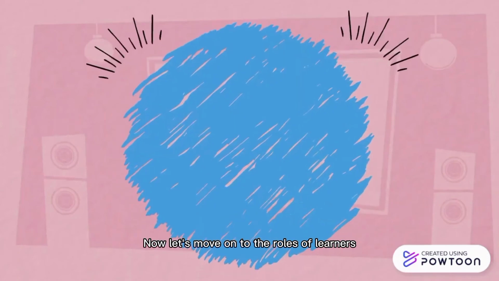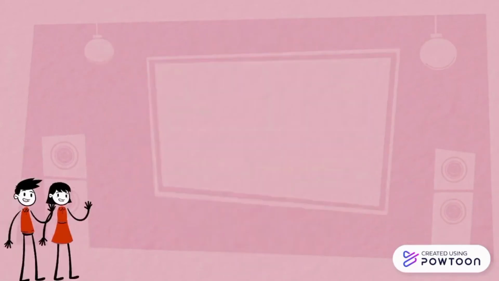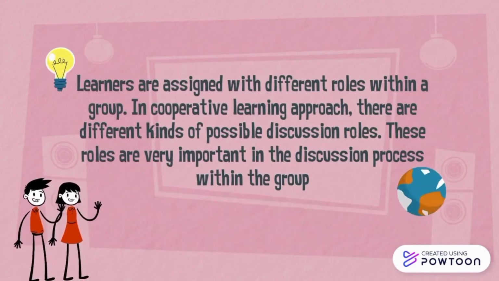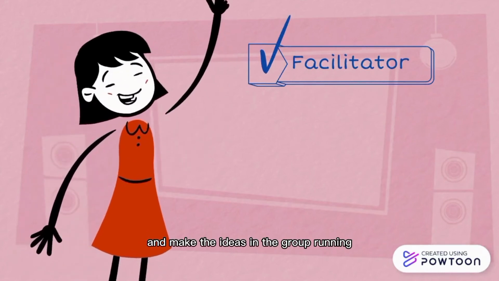Now, let's move on to the roles of learners in the cooperative approach. Learners are assigned different roles within a group. In the cooperative learning approach, there are different kinds of possible discussion roles. These roles are very important in the discussion process within the group. Learners will act as a facilitator. Its role is to keep the discussion moving by asking the other group members questions that could facilitate the learning and keep the ideas in the group running.